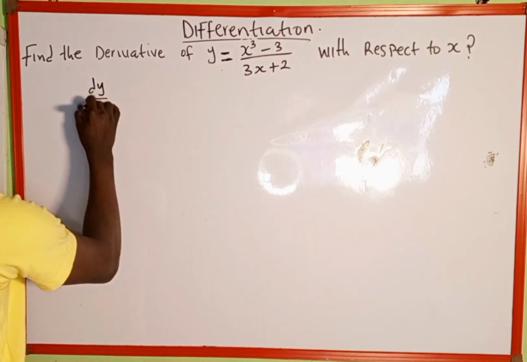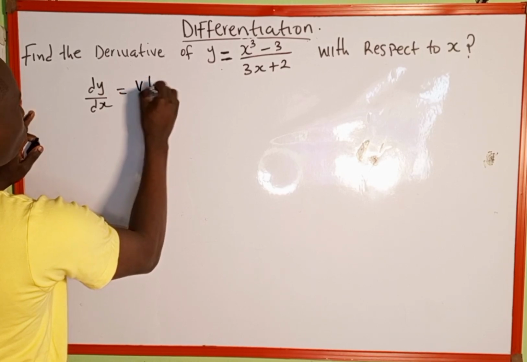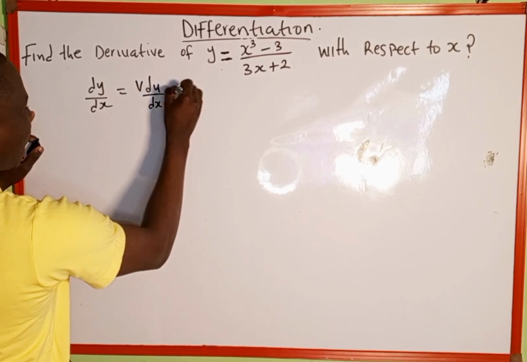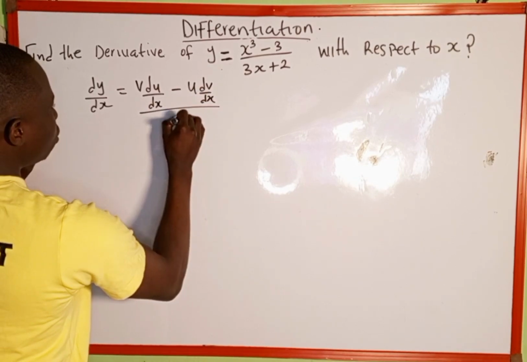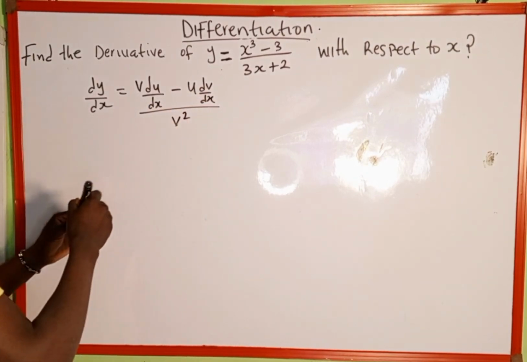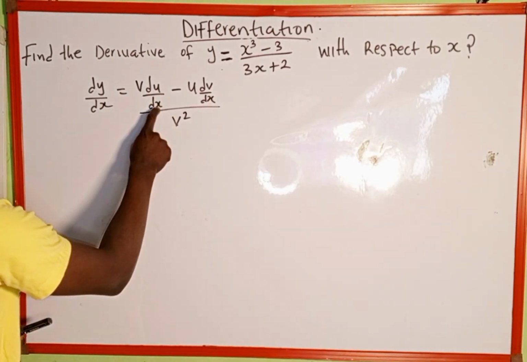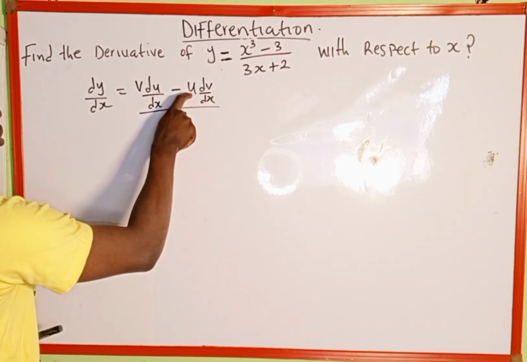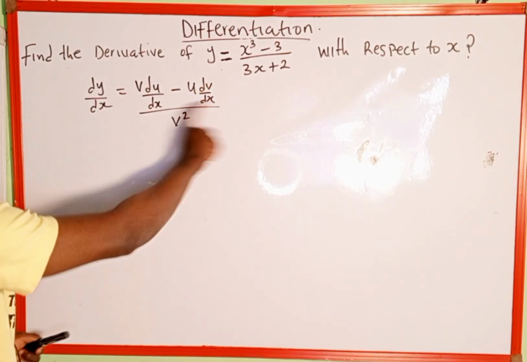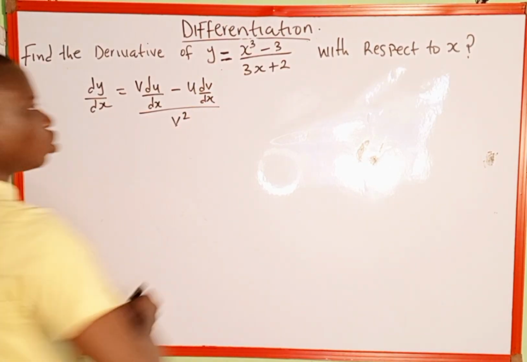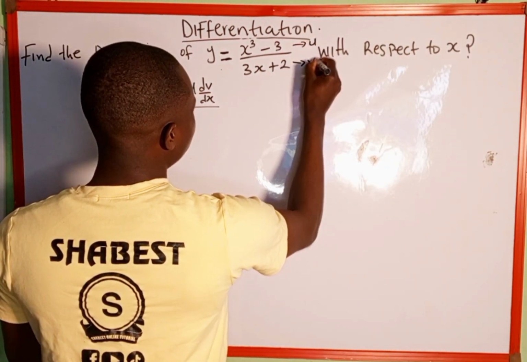Which is going to be: the derivative of y with respect to x is the same as v du over dx minus u dv over dx, and everything all over v squared. So what do you notice in this formula? We write v, we differentiate u with respect to x, we multiply, then minus u, we write u, then multiply by the derivative of v with respect to x, then everything all over v squared. So we let this numerator to be u, then this denominator to be v.